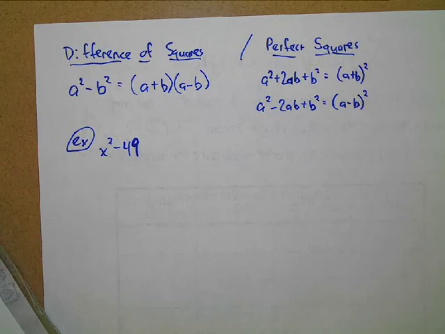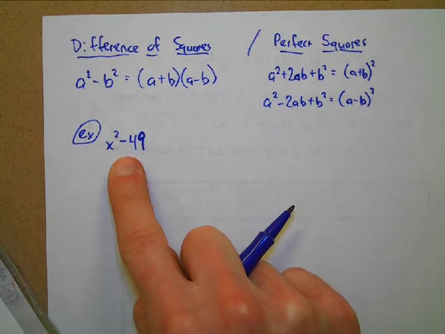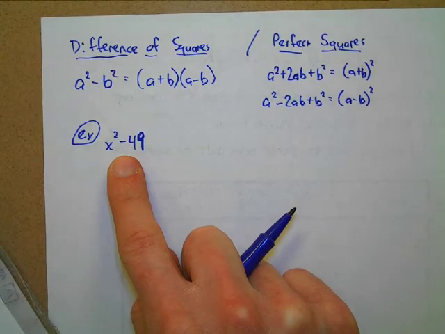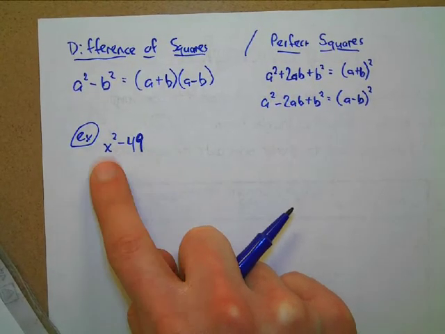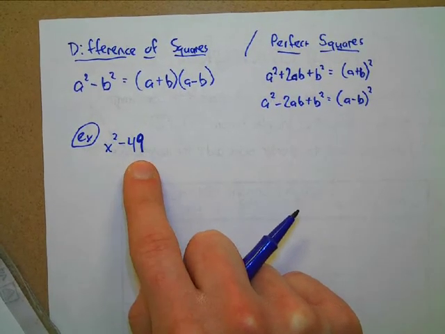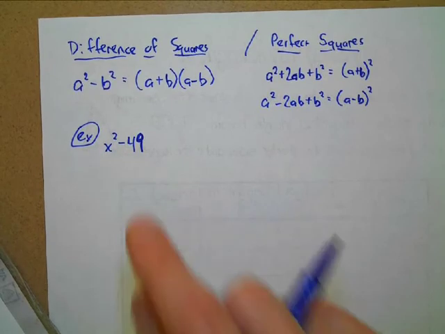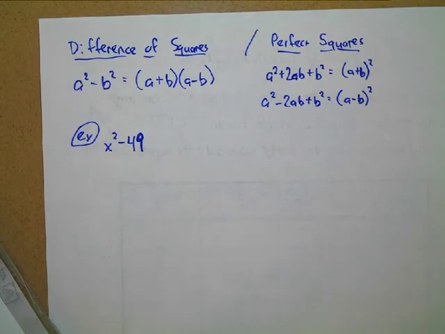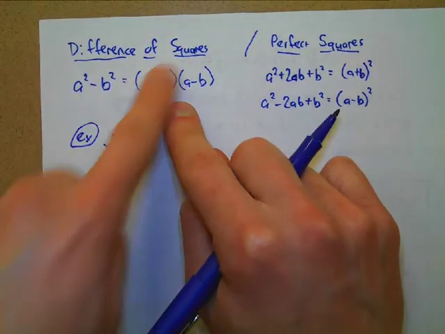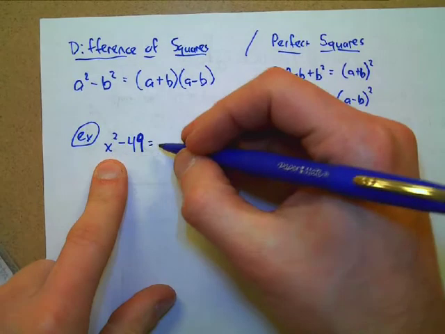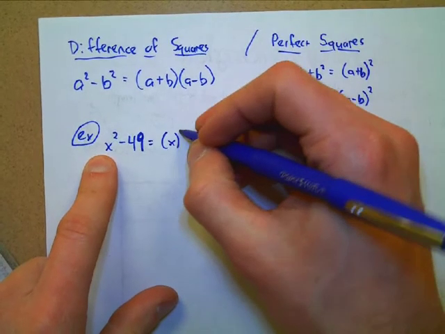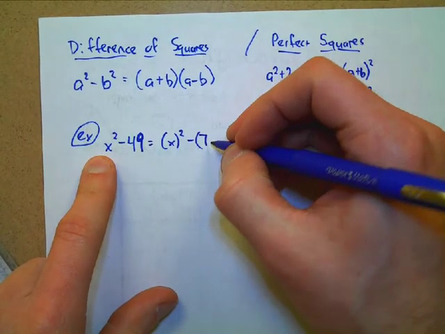Is this a difference? It's a subtraction, right? Difference. Are these both perfect squares? Yes. 49 is the square of 7, and x squared is just x squared. So we can do this two ways. Let me show you this way using our difference of squares formula, just to show that it works. So this is just x squared minus 7 squared.